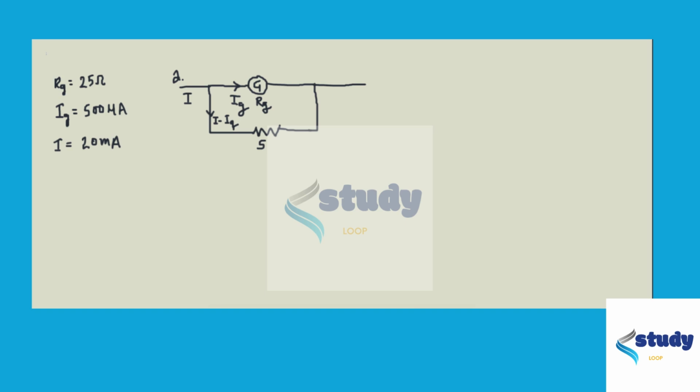Now from this equation, if the galvanometer and the shunt are in parallel, what we can write is Ig Rg should be equal to (I minus Ig) S. So to find S, we can write S equals Ig Rg upon I minus Ig.